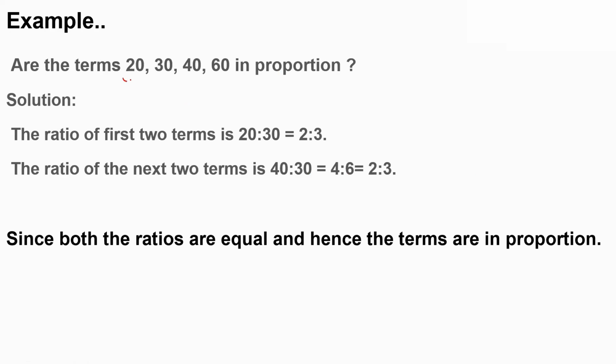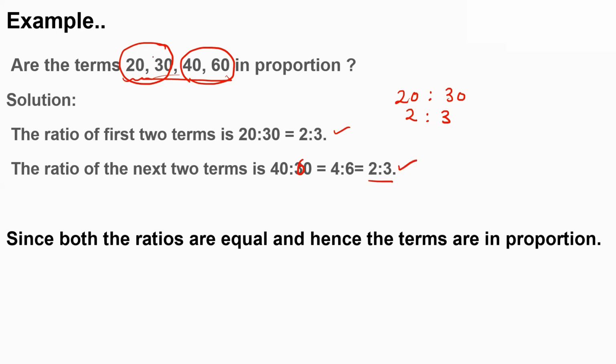Are the terms 20, 30, 40, 60 in proportion? There are two methods to do that. First, I will find the ratio of the first and second terms, and the third and fourth terms. If I find the ratio 20 is to 30, I told you that you can divide by their HCF, the highest common factor, which is 10. If I divide by 10, I get 2 is to 3. Now I will find the ratio of the next two terms, that's 40 is to 60, that's 2:3 again. So these are the same. It means these are in proportion.